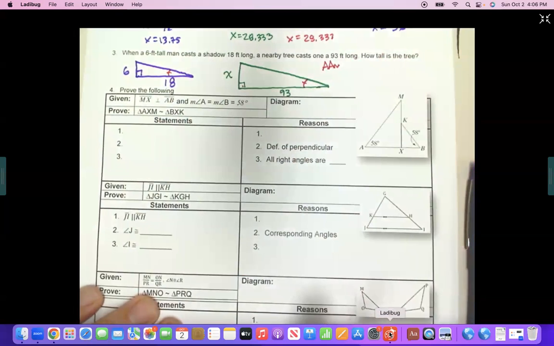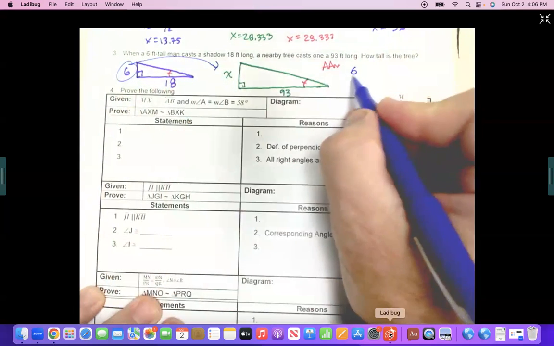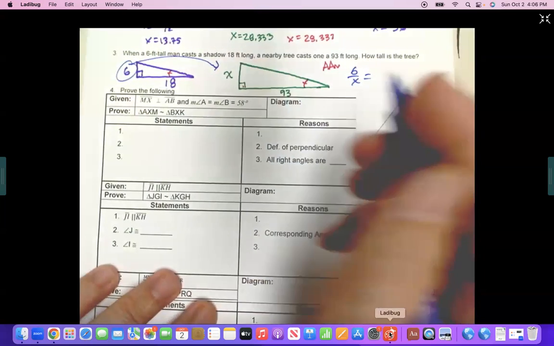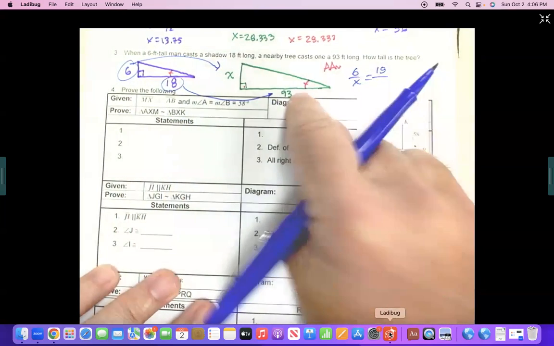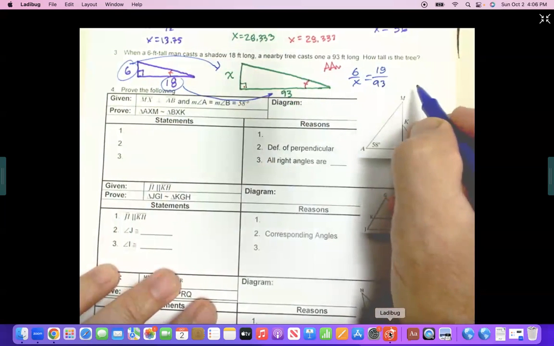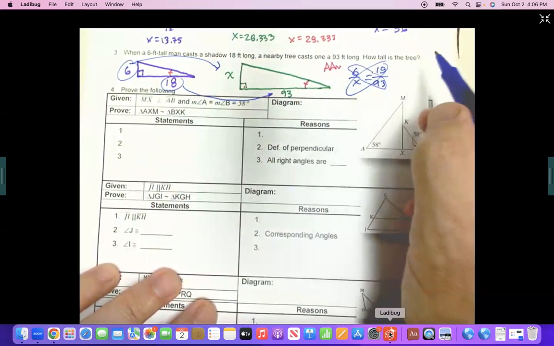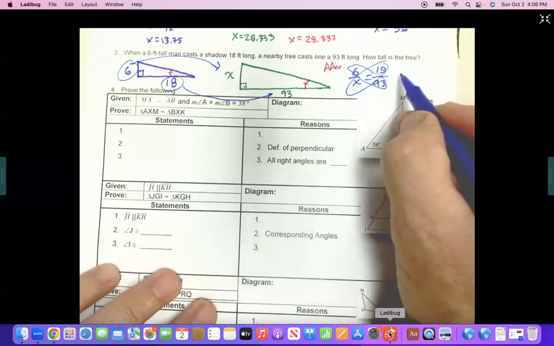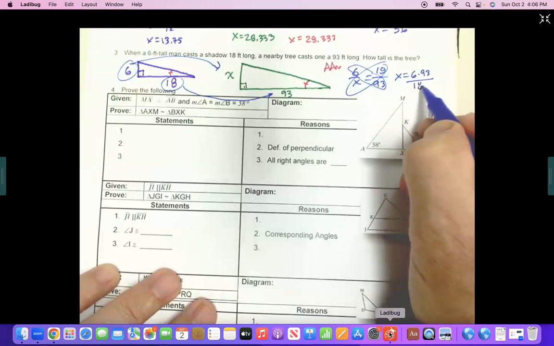And since they are similar, we can go ahead and write the proportion. And that proportion would be 6 is to x, our height and the tree's height, or this 6 foot person's height, and then compare that to that person's shadow of 18 and the length of the tree's shadow of 93. Quick little cross products. Or if you remember back from middle school, we even use the word cross multiply and divide. Cross multiply would be the 6 times 93. The divide would be dividing by 18.